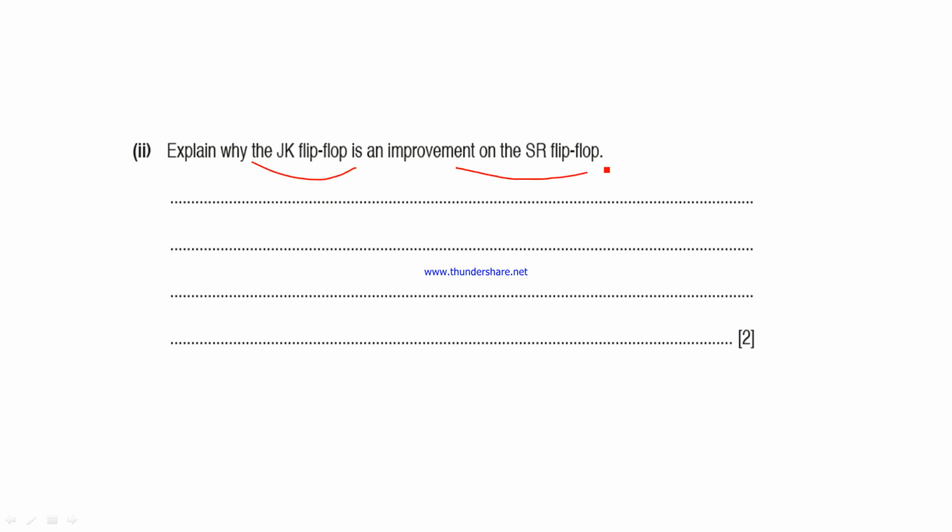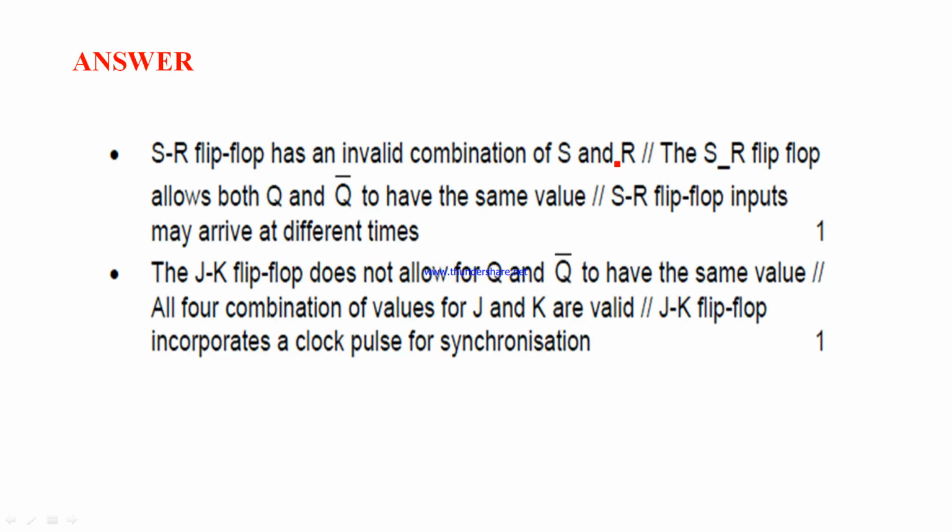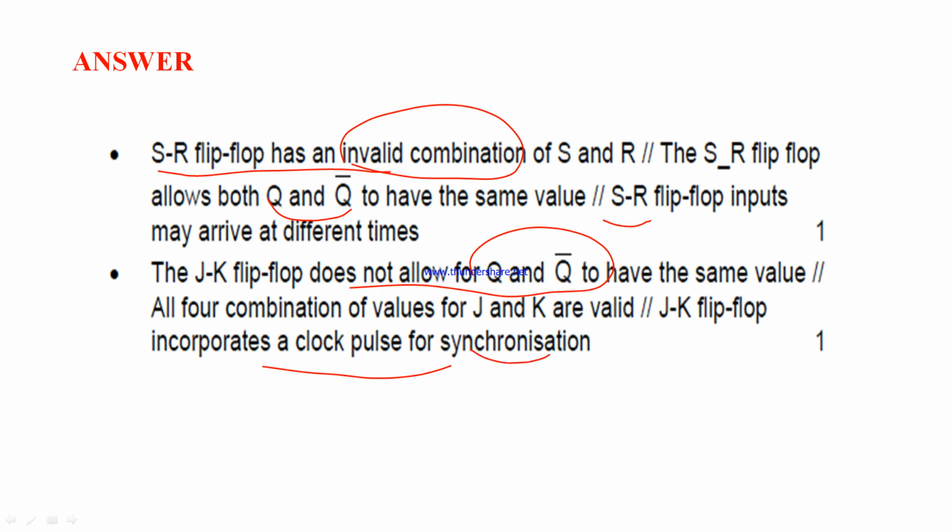Explain why JK is an improvement on SR. So SR has some problem. What was the problem? We had some invalid combination, where both Q and Q dash have the same value. So we had to improve the SR. We created the JK flip-flop. In the JK flip-flop, we do not allow Q and Q dash to be the same, while we introduce another input, the clock. The clock pulse is incorporated for synchronization to prevent the invalid state where Q and Q dash will be the same.